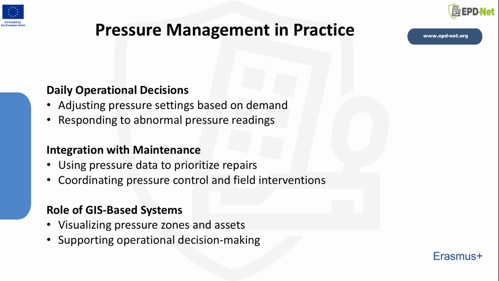In practice, pressure management involves daily operational decisions based on network conditions and demand patterns. Operators may adjust pressure settings to respond to changes in consumption, seasonal variations, or abnormal pressure readings detected by monitoring systems.